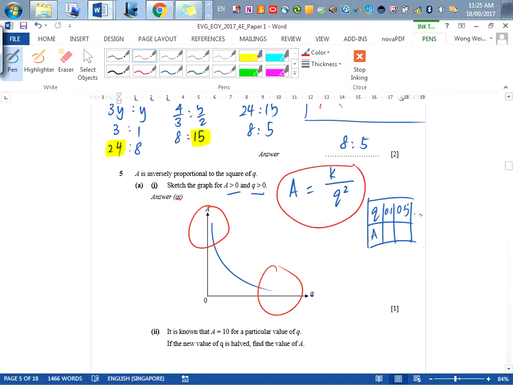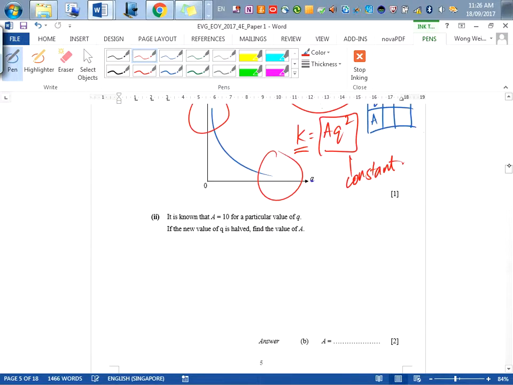This is our relationship. A equals to K over Q squared. What are the variables over here, Zheng Hong? There are 3 things over here. Which ones are variables? A and Q. So what are my constants, Shuning? K. K is a constant. K doesn't ever change. Write down what K is first. So K will be equals to A Q squared. This one will be constant.